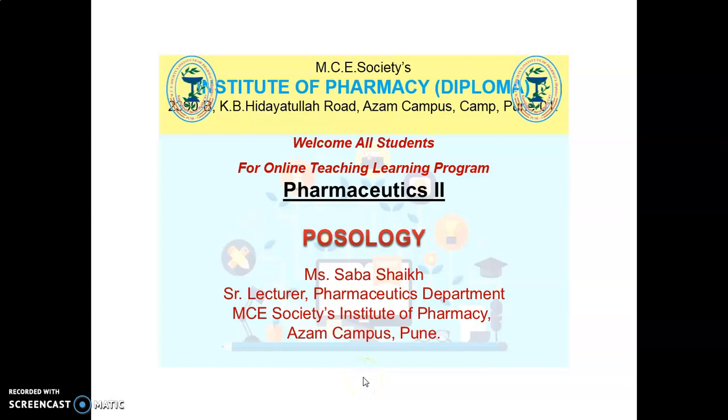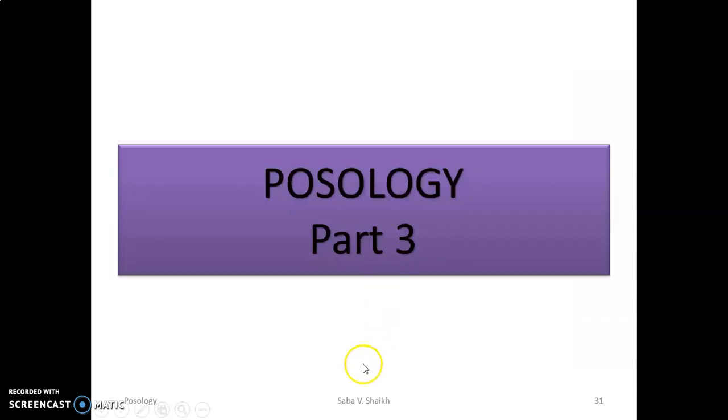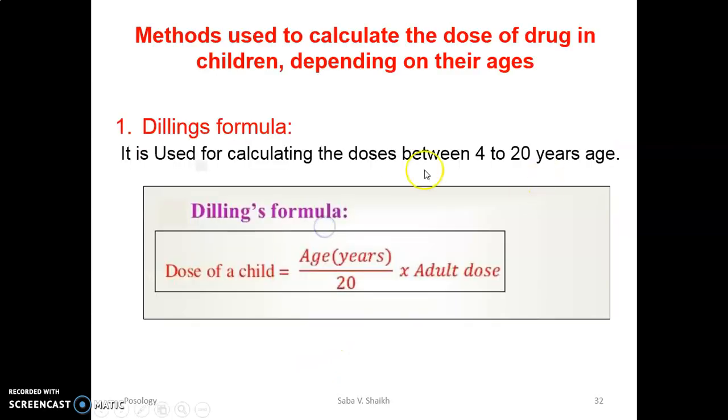Hello students, welcome to the Posology chapter part 3, where we are going to study the different posology calculations and veterinary dosage and their factors affecting doses. Methods used to calculate the dose of the drug in children depend upon their ages. There are a few formulas which can be used to calculate the dose with reference to the adult dose, and they all depend upon age.